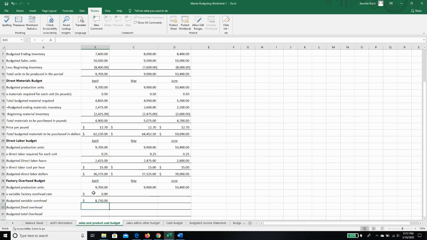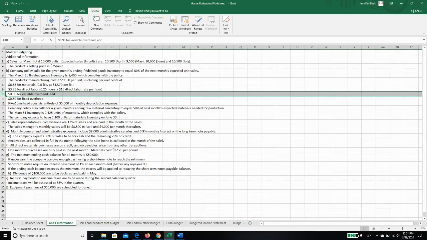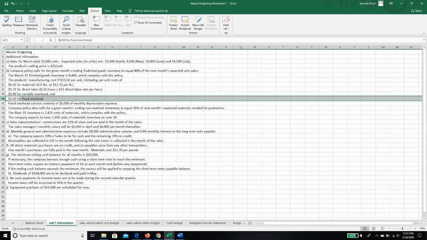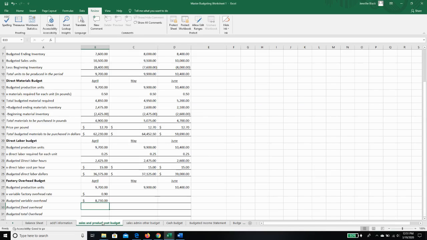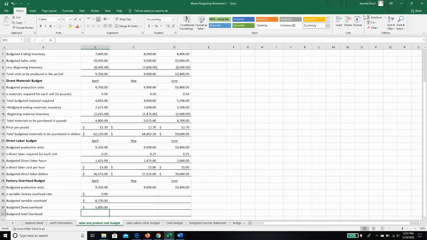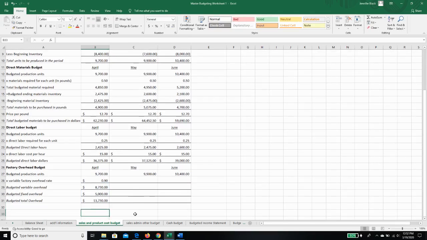8,750. Then when I go to my budgeted fixed overhead, it says here it's 50 cents per fixed overhead, but it also tells me that my fixed overhead consists entirely of $5,000 monthly depreciation expense. Since we know our fixed overhead is 5,000 a month, that's the number we're going to use every month. And then when I add those two together, I am going to get an overhead budget of $13,730 a year. Go ahead and pause here and finish May and June. I'll come back and show you the answers and then we'll take a break.